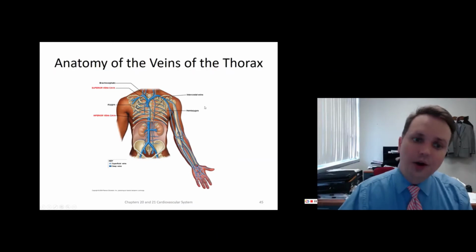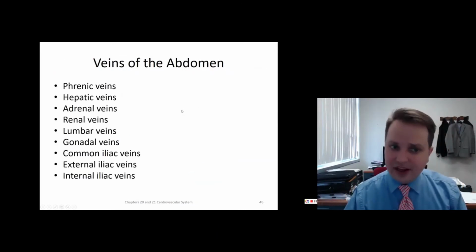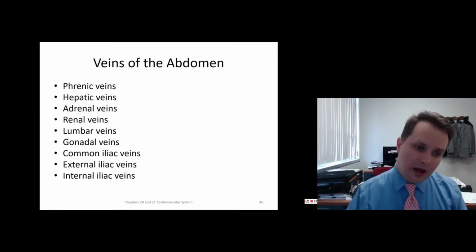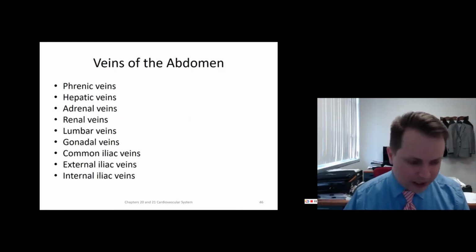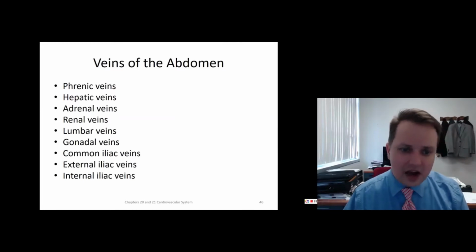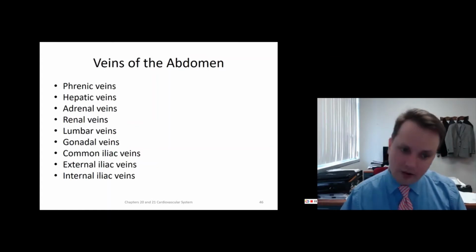Now, we're also going to see in the abdomen the phrenic veins, hepatic veins, adrenal veins, renals, lumbars, gonadals, common iliac, external iliac, and internal iliac. And I don't have the mnemonic for that one. I did get a mnemonic about just canned soup and long cans. But I don't have that here, but let's look at these guys.